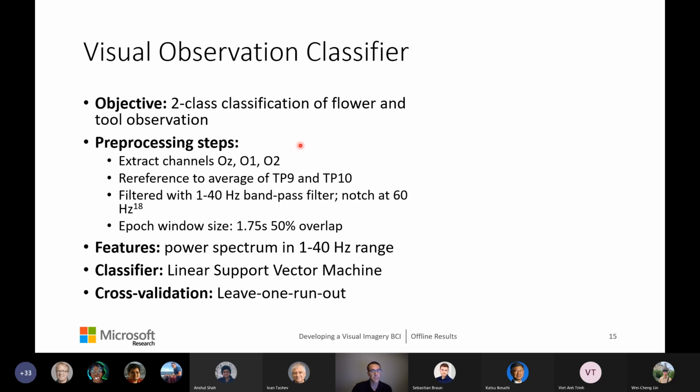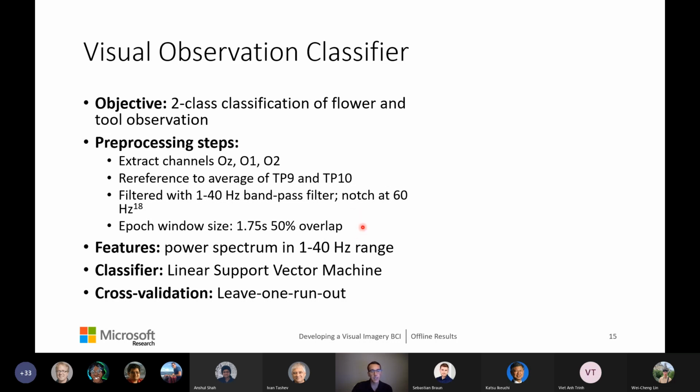Some of the pre-processing steps that I took: first, I extracted the OZ, O1, and O2 channels. These were the ones directly over the primary visual cortex in the back of the head. I re-referenced those channels to the average of the TP9 and TP10 electrodes. Those are the 2 directly behind the ears on the mastoids. The data was filtered with a 1 to 40 hertz bandpass filter and a notch at 60 hertz to remove the power line noise.